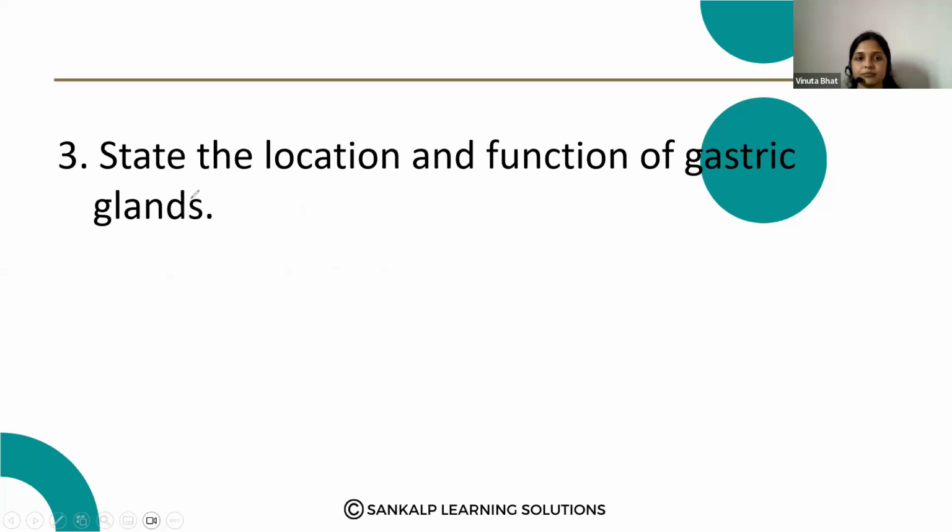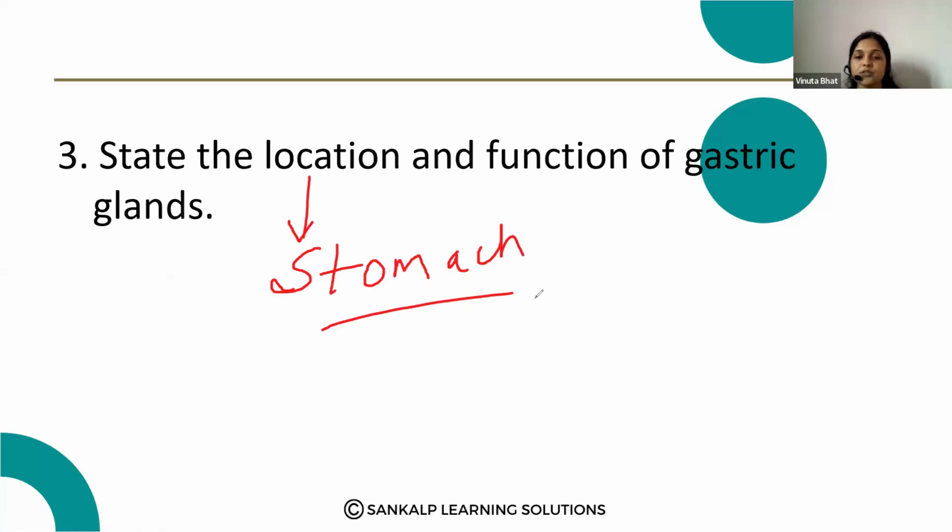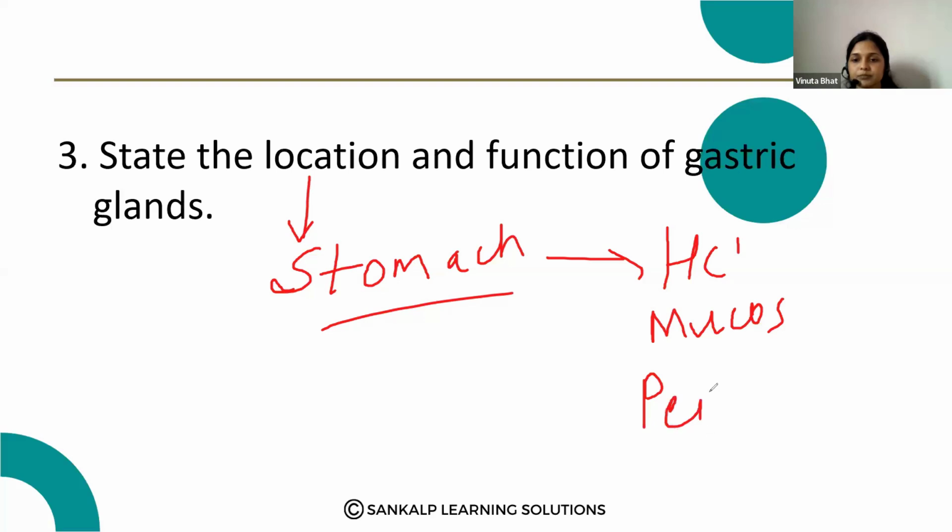Next question. State the location and function of the gastric glands. Gastric glands are present in the stomach. They are present in the walls of the stomach and they secrete HCl. What is the function? The secretion of HCl, then mucus, then pepsin. So that is the function of the gastric glands.